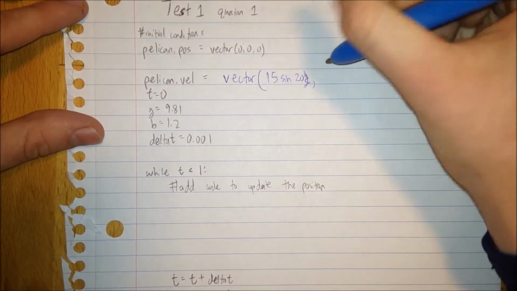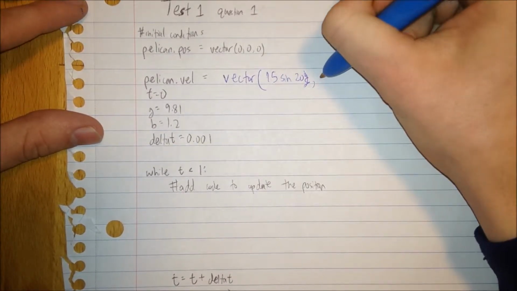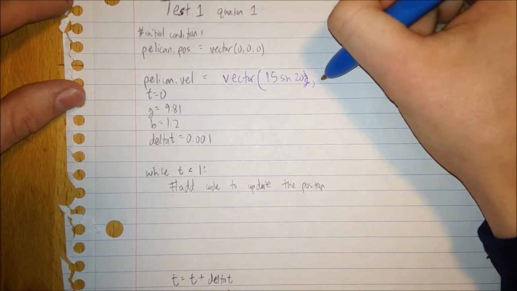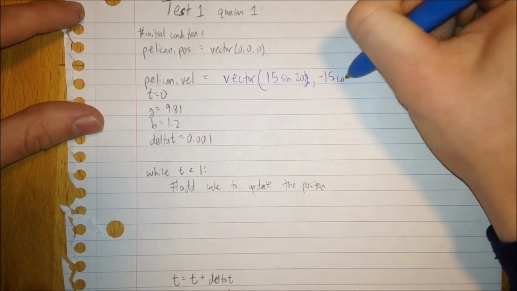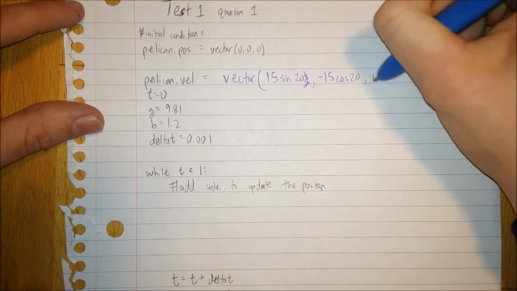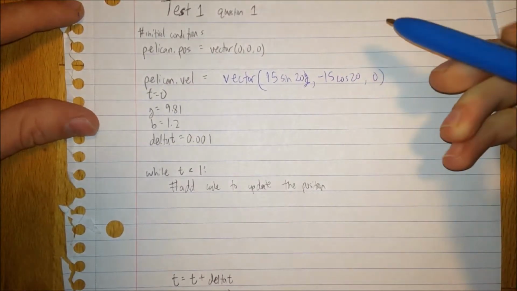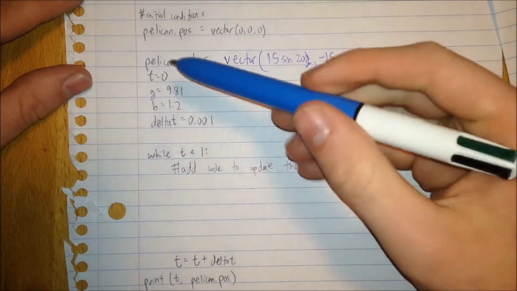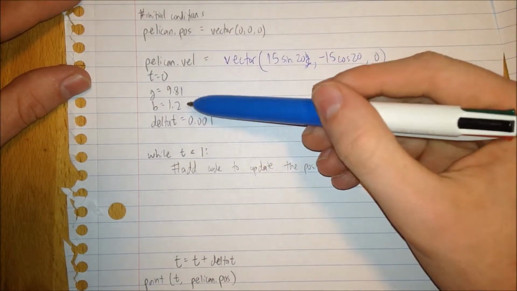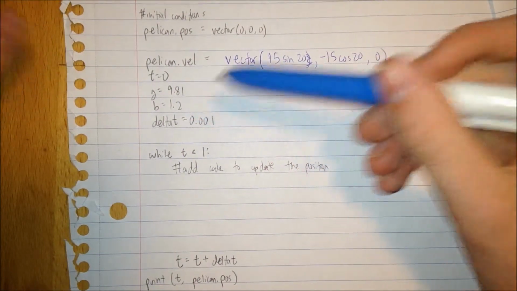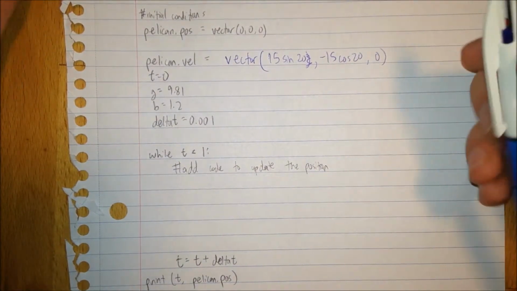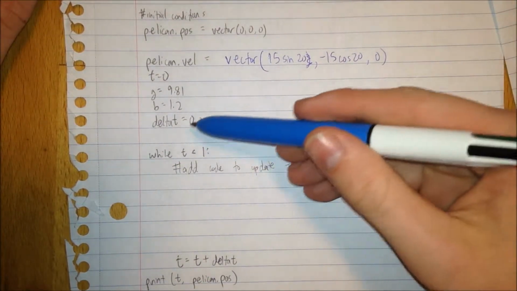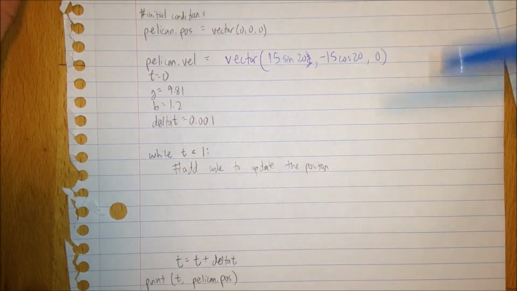Oh, there should be a comma there. And then in our y direction, we're actually going down, so we're going to make this a negative 15 cosine of 20, and then no change in the z direction. We're starting at time t equals 0, and we set the acceleration due to gravity. b is not a force, it's a proportionality constant for the magnitude of the drag force, and then we're going to have our change in time equal to 1,000ths of a second.